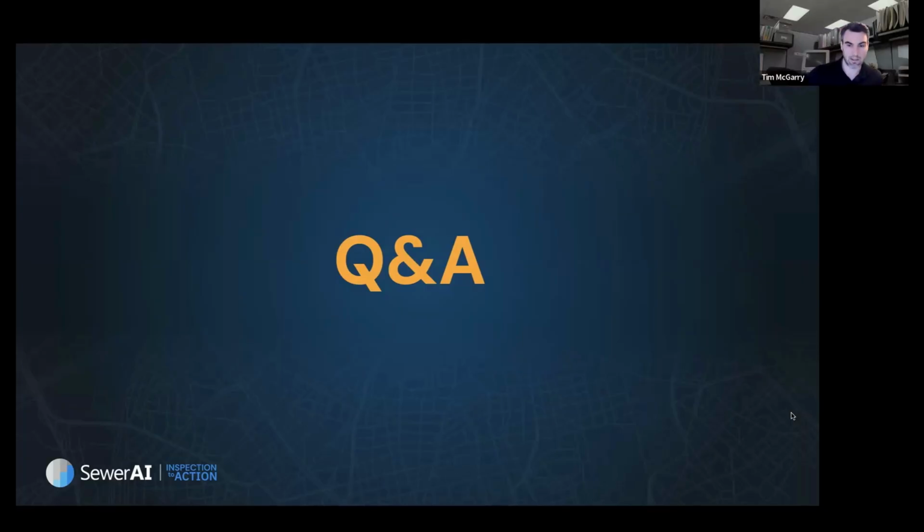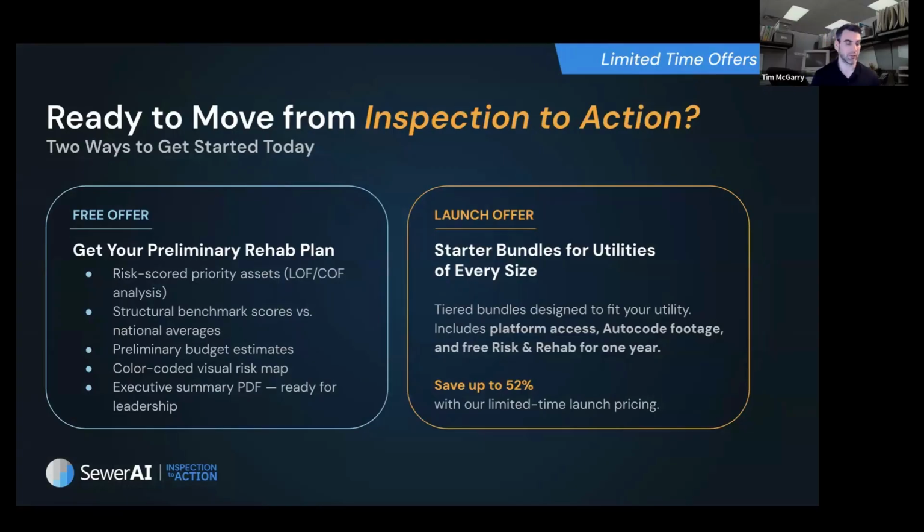Okay, let's go to the next slide. So here's what we have today to offer. We have 2 ways to get started right away. One costs nothing. This is a launch offer where you can get a preliminary rehab plan. So we'll give you risk scored priority for your assets, structural benchmark score versus national averages, preliminary budget estimates, a color-coded visual map, and an executive summary PDF, like the output you saw.